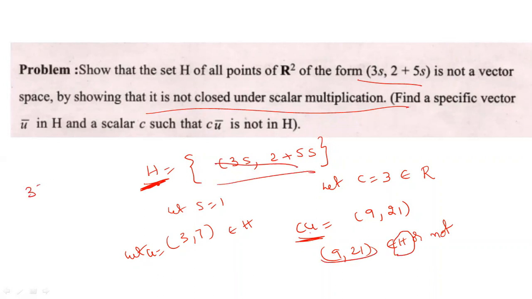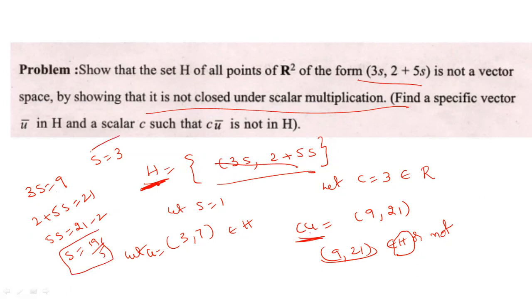If it belongs to H, it should be in this form. That means 3s should be 9 and 2 + 5s should be 21. 3s = 9 means s = 3. 2 + 5s = 21 means 5s = 21 - 2, that is s = 19/5. So you are getting two different values: one is s = 19/5 and one is s = 3. That means cu does not belong to H.